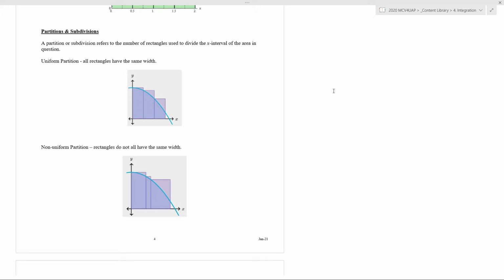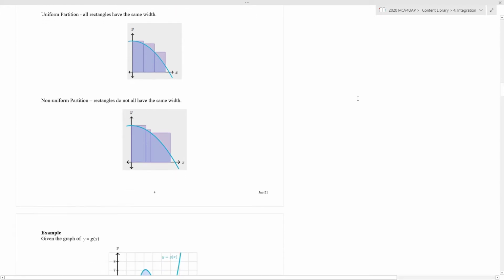Either one of them is a valid way of subdividing the x interval that we're using, but we're going to use the uniform partition because it's a lot easier. The calculations are a lot more straightforward.